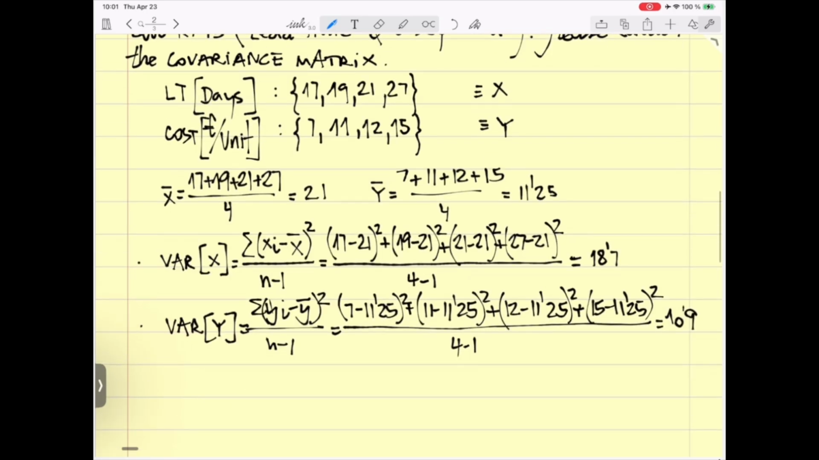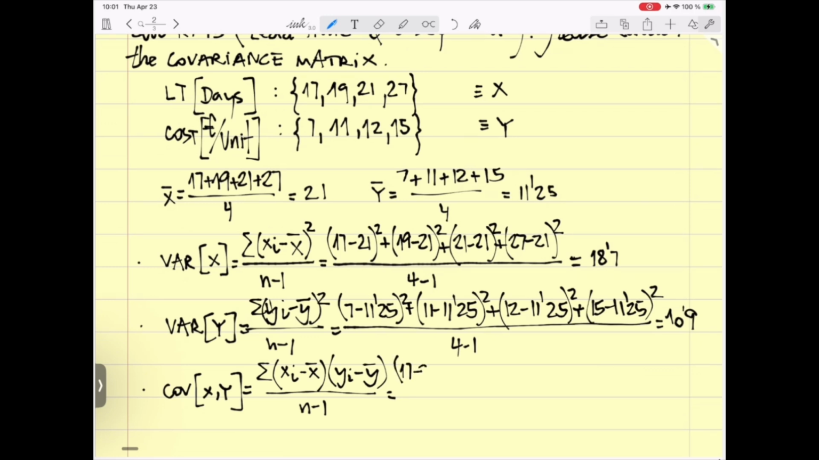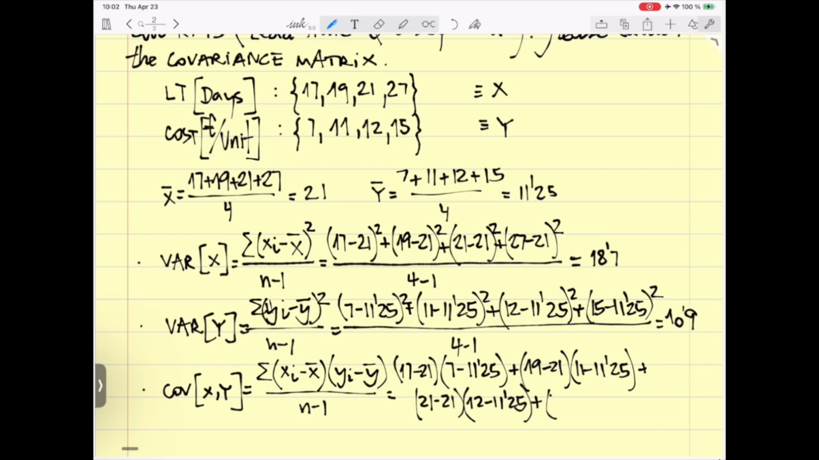And the covariance of x and y is the sum of (x sub e minus x mean) times (epsilon sub e minus epsilon mean), divided by n minus 1. So if we do this again, 17 minus 21 times 7 minus 11.25 plus 19 minus 21 times 11 minus 11.25 plus 21 minus 21 times 12 minus 11.25 plus 27 minus 21 times 15 minus 11.25, all divided by 4 minus 1, and this yields 13.3.